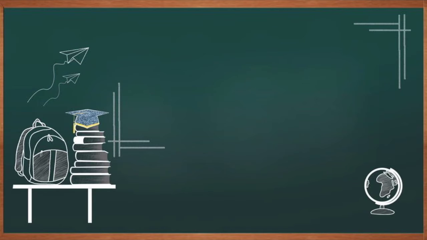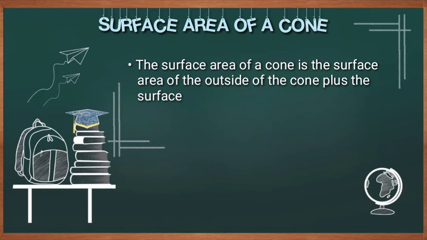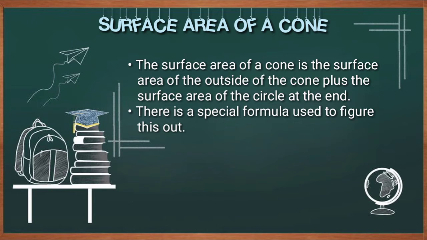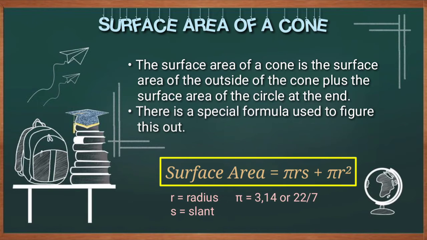After we understand a few terms of a cone, then we discuss how to find the surface area of a cone. The surface area of a cone is the surface area of the outside of the cone plus the surface area of the circle at the end. There is a special formula used to figure this out. The formula is surface area is π times r times s plus π times r squared, where r is the radius of the circular base, s is slant length, and π is 3.14 or 22/7.